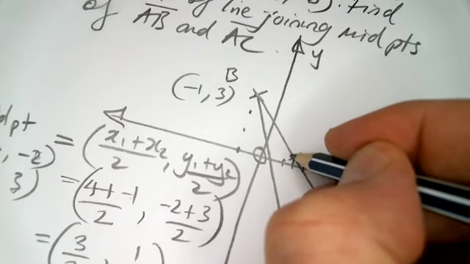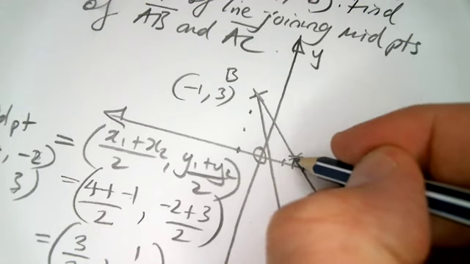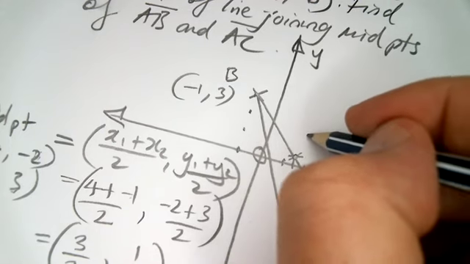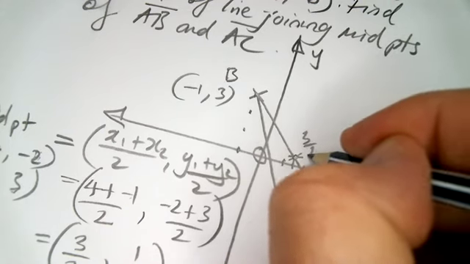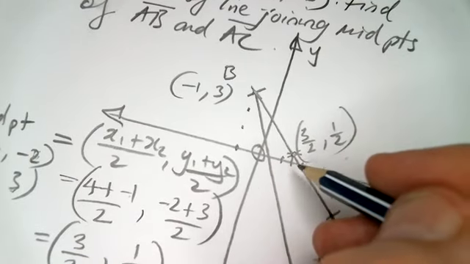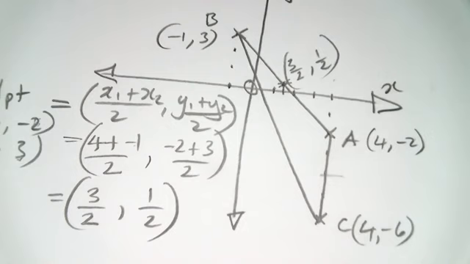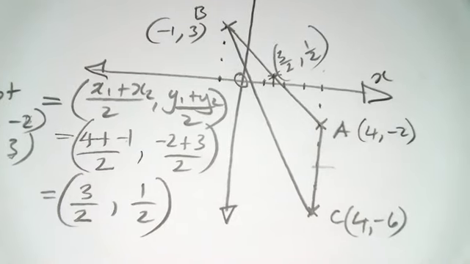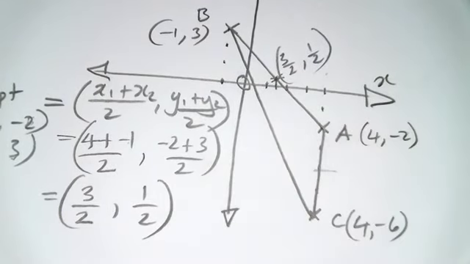Yeah, it looks like it's going to be right there. That's the point there. So there it is. And I'll just say 3 on 2, comma, 1/2. So it's good. It's actually on the line, which is rather good, because it could have been in the middle of the air. All right, so that's the first midpoint. That's the midpoint of AB.